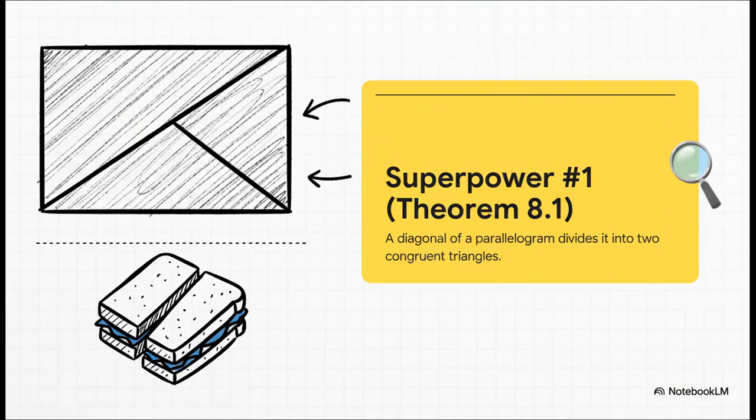So, superpower number 1. This is Theorem 8.1 in your textbook. It says that a diagonal, you know that line from one corner to the opposite one, divides the parallelogram into 2 perfectly identical triangles. They're congruent. It's exactly like when you cut a cheese sandwich diagonally. You get 2 perfect halves that match completely.